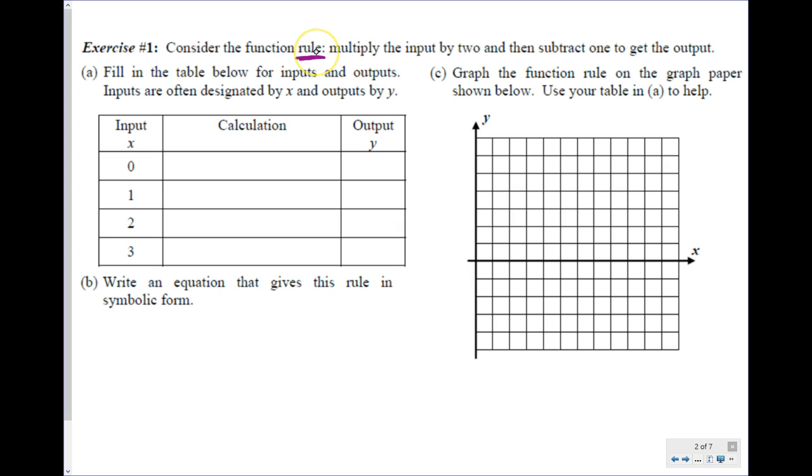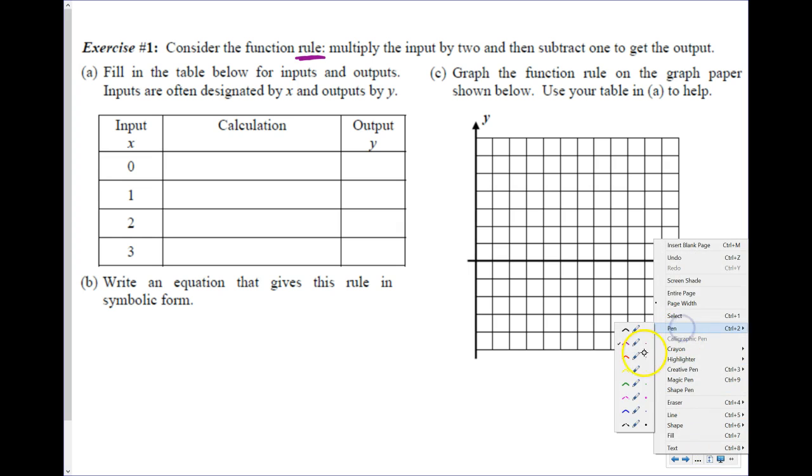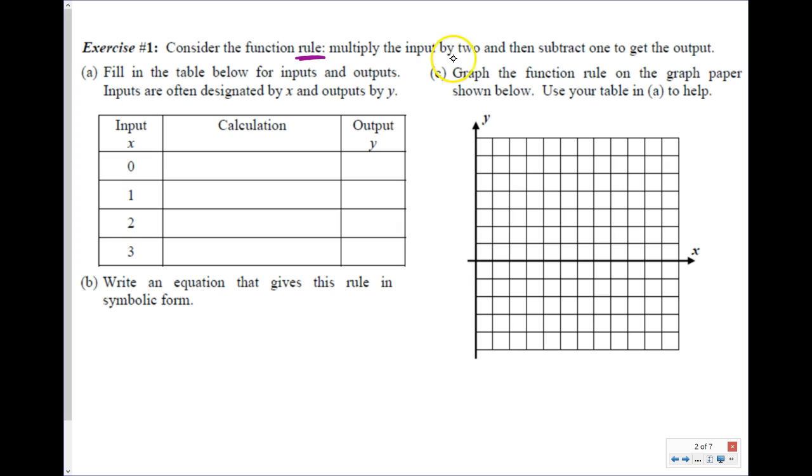So here's the first function we have in exercise 1. Multiply the input by 2 and then subtract 1 to get the output. So we're going to follow these instructions. Usually your inputs here are always going to be your x's. Okay, x is usually always the input, and your output is usually always a y. Because like we talked about with graphing, you always graph an xy coordinate. So we're plugging in x and we're getting out a y.